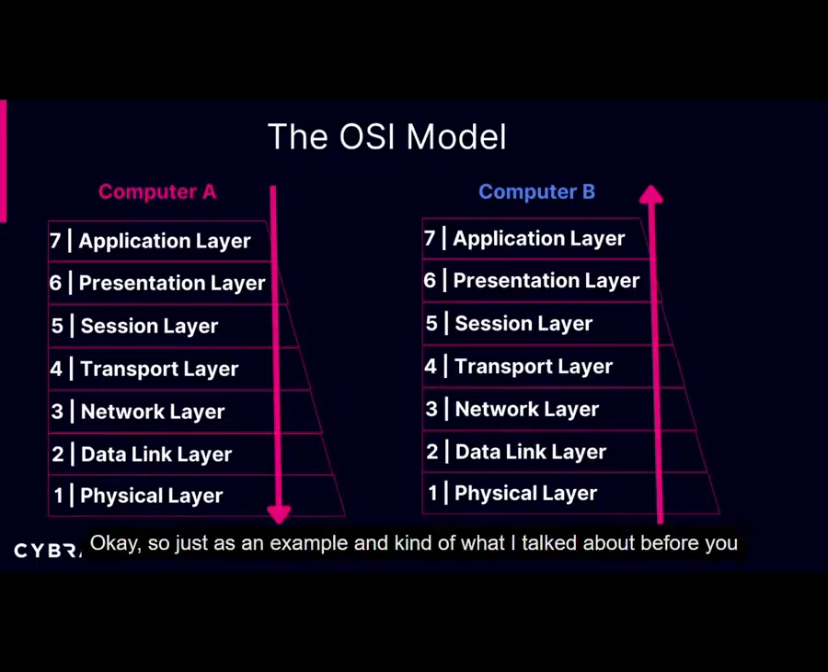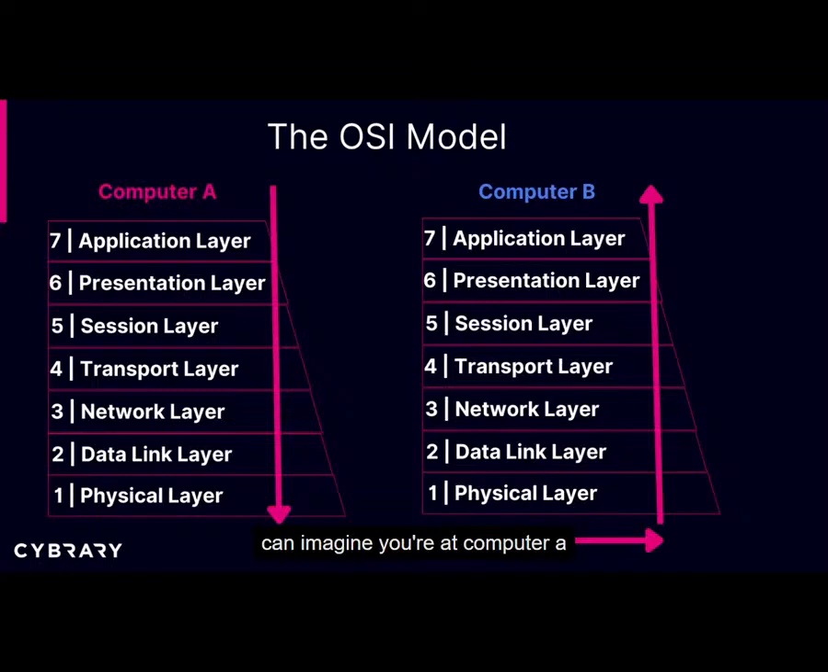Okay, so just as an example, and what I talked about before, you can imagine you're at computer A, you have a friend at computer B, and you chat to them on an application like Slack or something like that. "Good morning, have you had your coffee yet?" And that information is going to travel down from your computer through the application layer and all the other layers below that. It's going to go through the presentation layer where it's translated into computer speak, so to speak. And then your session's going to be authenticated in the session layer.